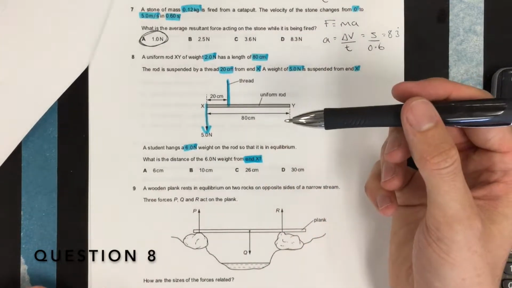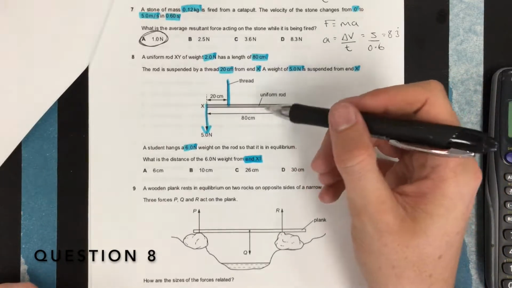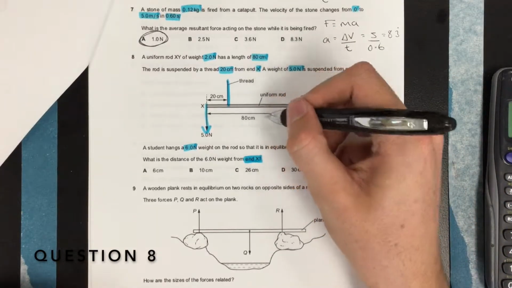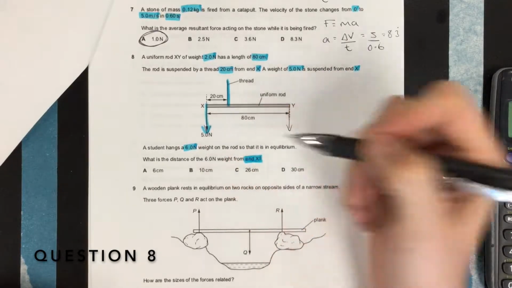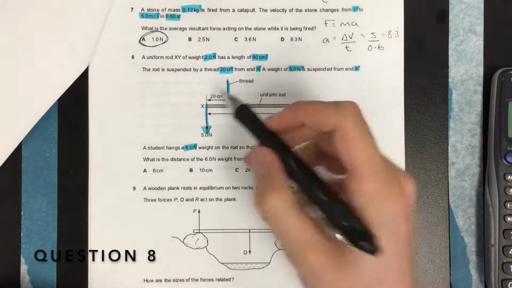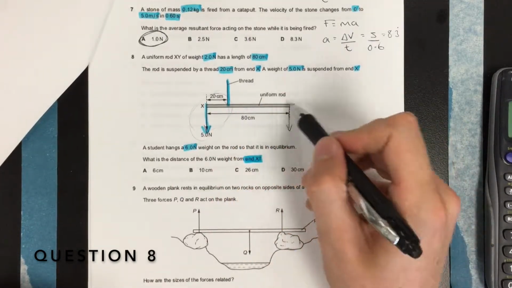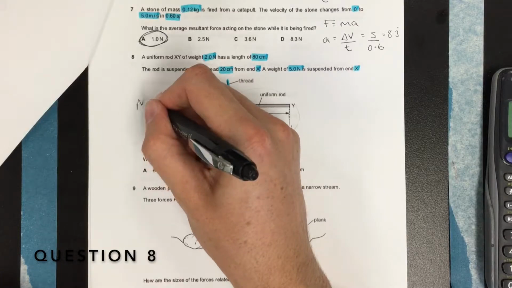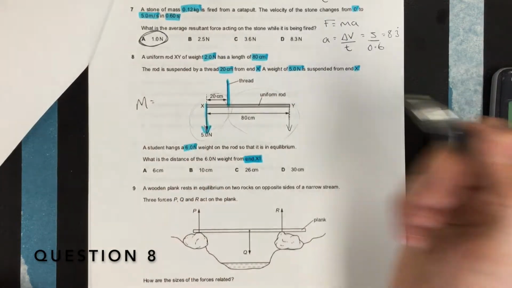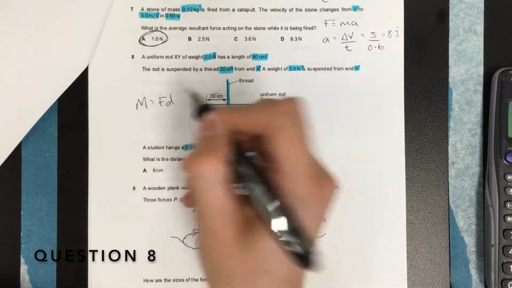So, what's going to make this in equilibrium is if the downward moment on this side is the same as the downward moment on this side. So I need to know what the moment is over here to know what the moment has to be over here. So the moment on this side, remember, it's the force times the distance.